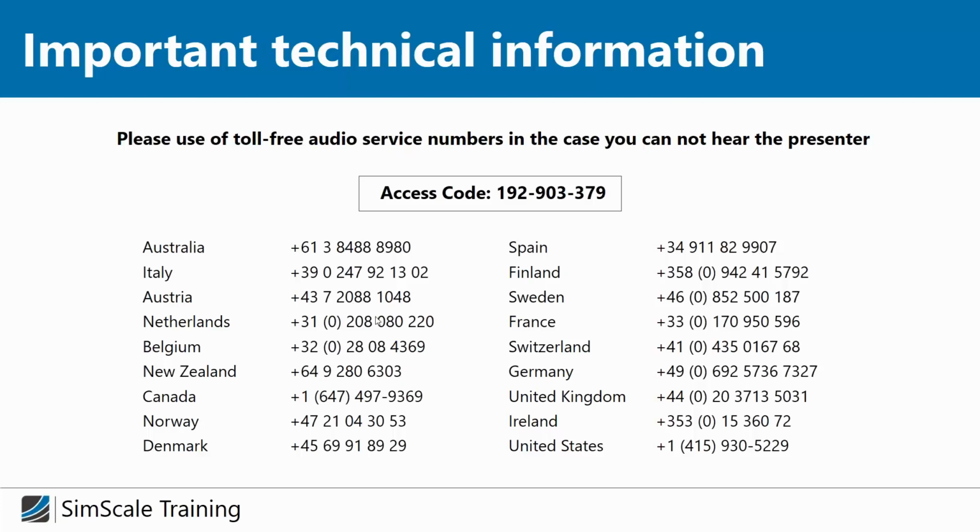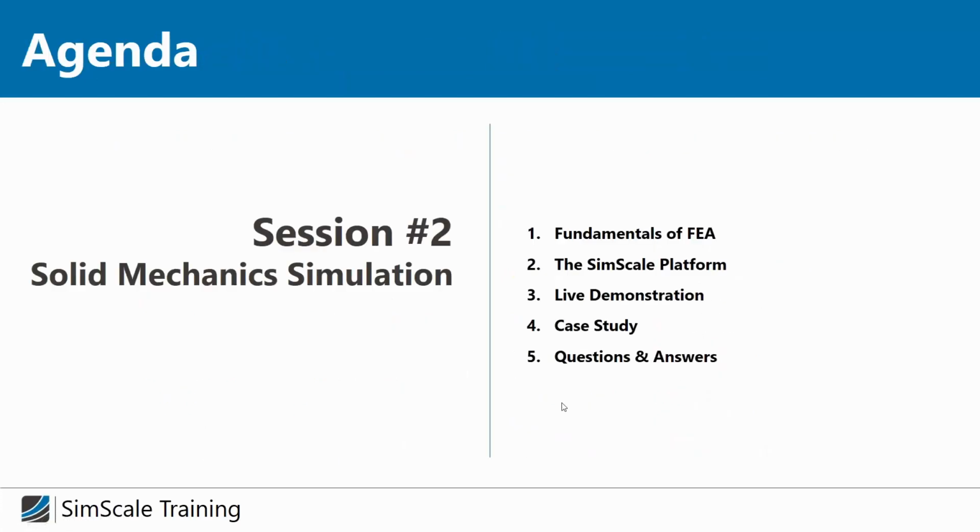However, we also provide as an alternative a toll-free audio service number, which you can call to follow the voice of the presenters. You just have to choose one of this bunch of toll-free numbers, and we are providing different numbers for a lot of countries. Please dial into your phone once you're asked, following access code 192903379. Great. Good to know that the technical stuff is working properly.